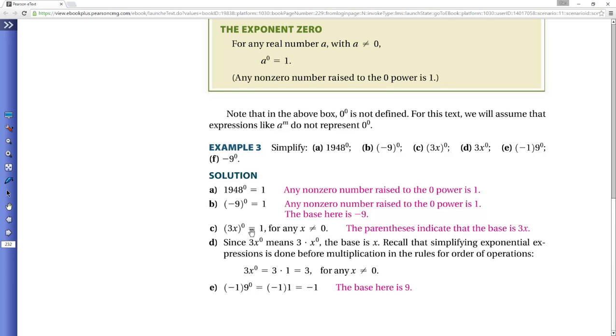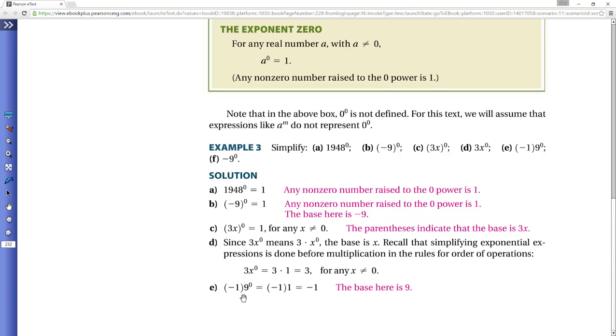Now remember your grouping in order of operations. Since 3x to the 0 power really means 3 times x to the 0 power, the base is x, so the exponent only works on the base, in this case x. So if I have 3x to the 0 power, that whole thing is not equal to 1. It's equal to 3 times 1, which is 3.